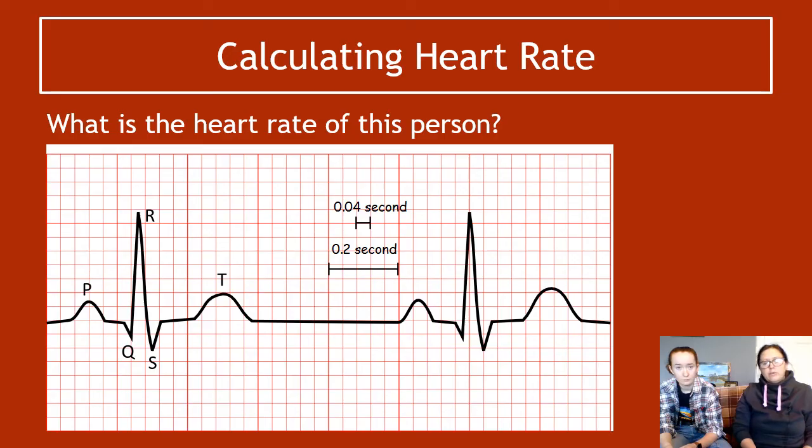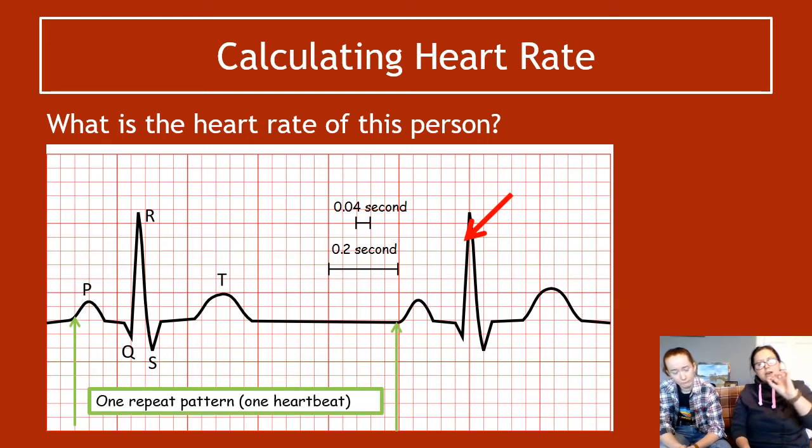The way that you work through this question is you've got to work out how long one heartbeat takes. Now, one heartbeat is one complete pattern of an ECG. So what we're looking for is a complete start to end of a heartbeat. In green, I've highlighted what one repeat pattern, or one complete heartbeat, would look like. That is all of those boxes, starting from the first green arrow up to the end of the second green arrow.